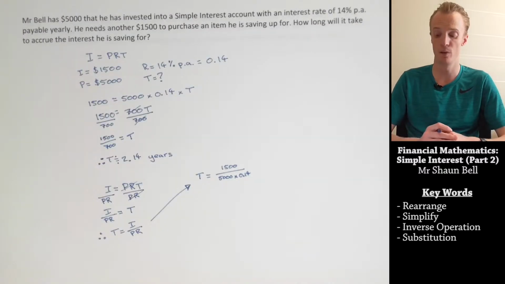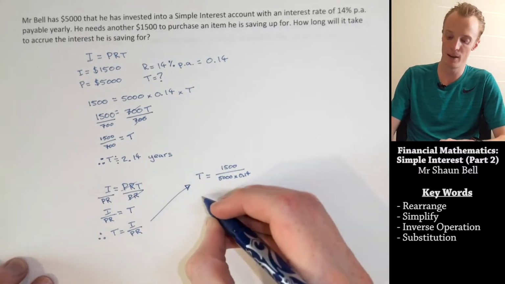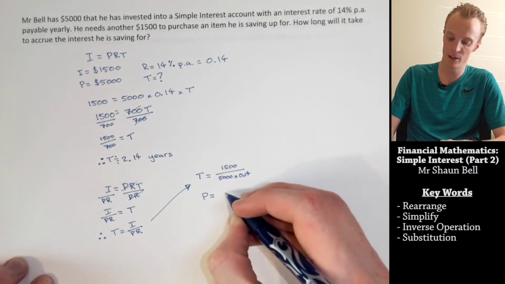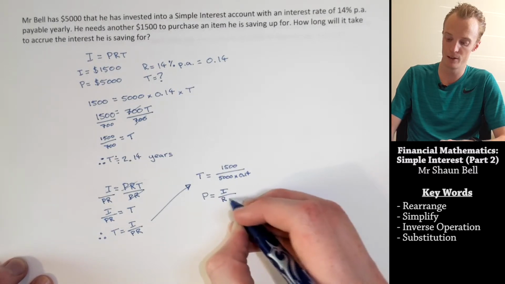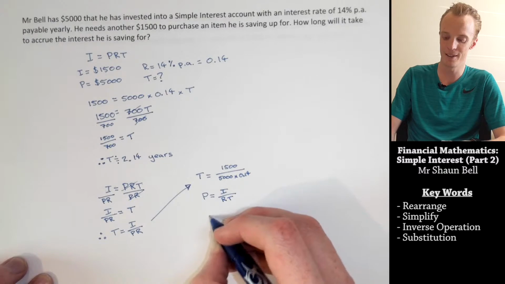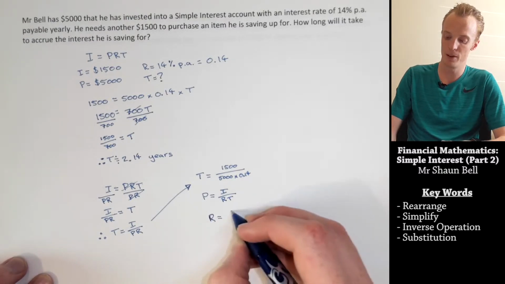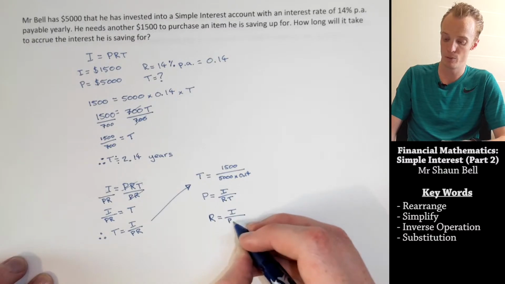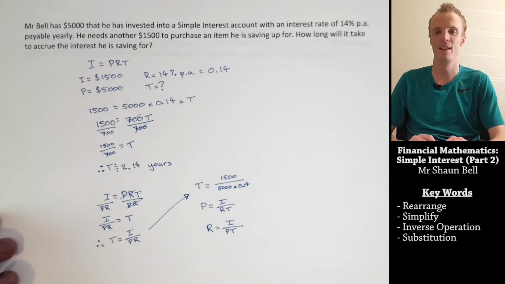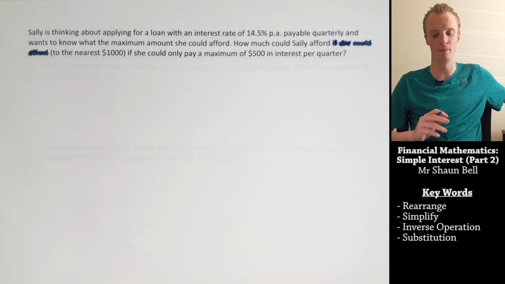Now just for your records, if we isolate the P value, our P is actually going to be equal to our interest divided by our rate, times our time. And if we isolate our rate, it's going to be equal to the interest divided by the principal multiplied by the time. So let's take a look at another problem.